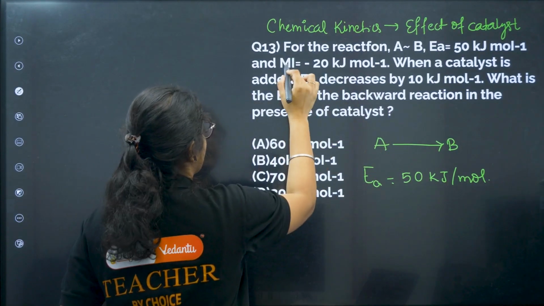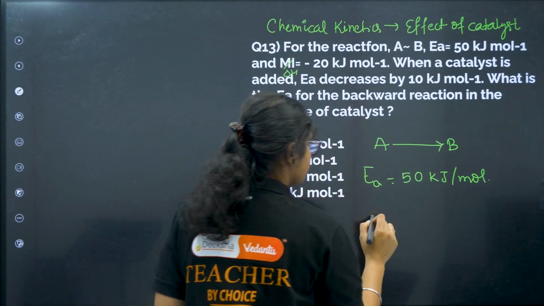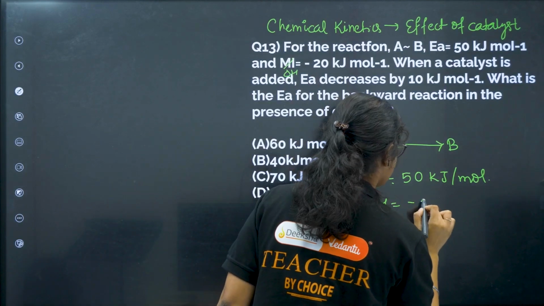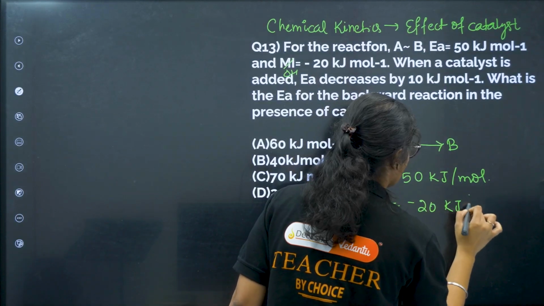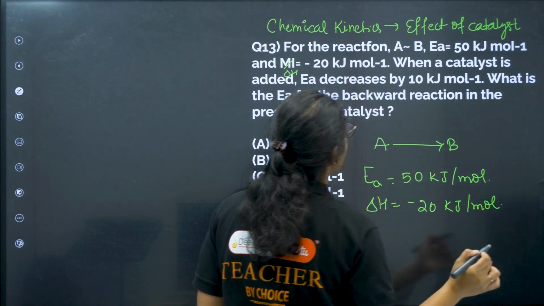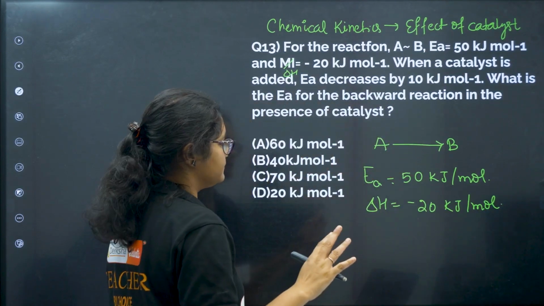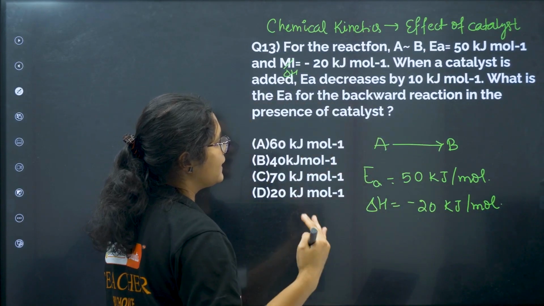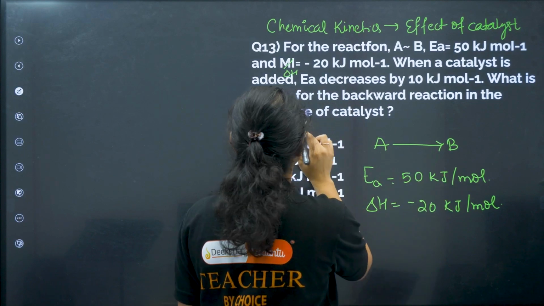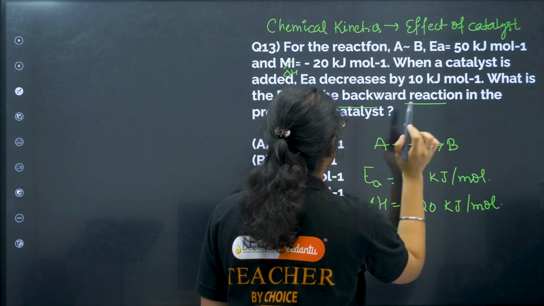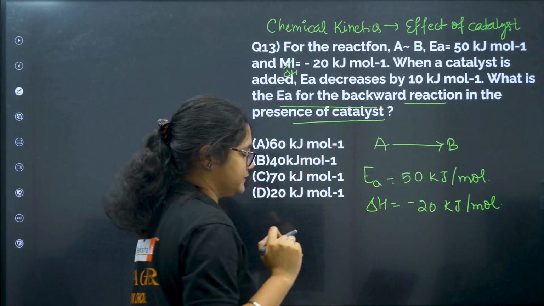So this is your delta H. Now the delta H value is given to you as minus 20 kilojoule per mole. Now when a catalyst is added, the Ea decreases by 10 kilojoule per mole. What is the activation energy for the backward reaction in the presence of catalyst?